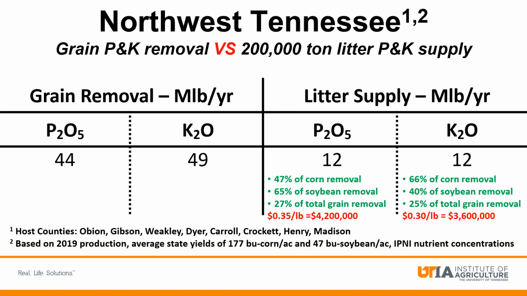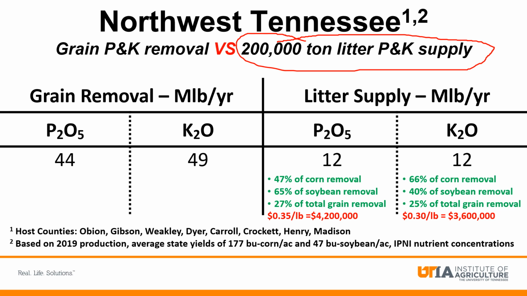And finally, for Northwest Tennessee, for added perspective, I'm comparing here the grain phosphorus and potassium removal in corn and soybeans against the supply for phosphorus and potassium within that approximate 200,000 tons of broiler litter that will be produced for these complexes in Union City and Humboldt.